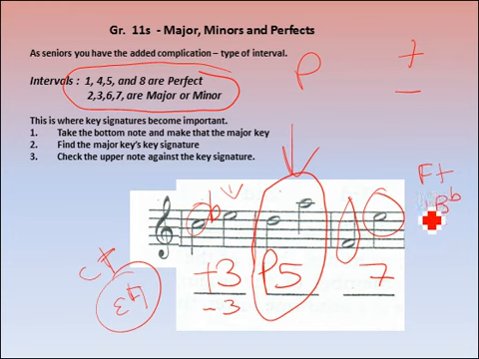Okay, so now I look at my second note. It's an E. E is not in the key signature. E is supposed to be natural. It is natural in this case, so we are happy. Okay. If it had had a flat on it, then we would be minor. Okay.